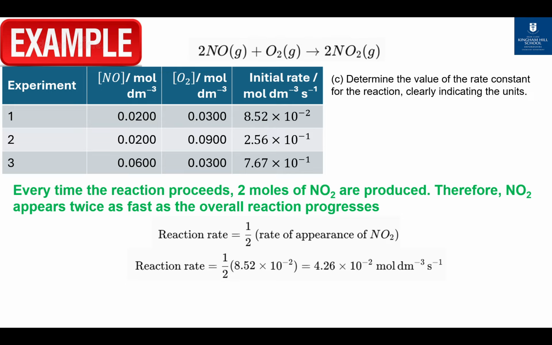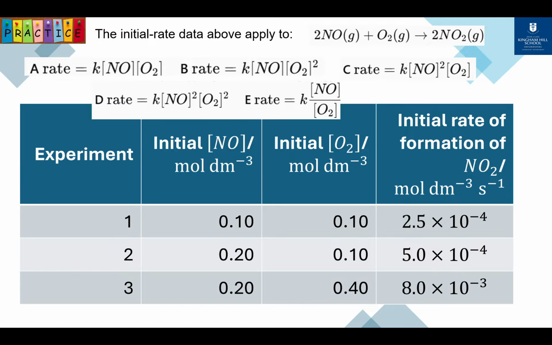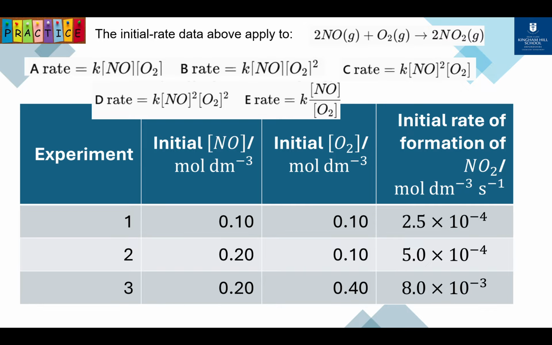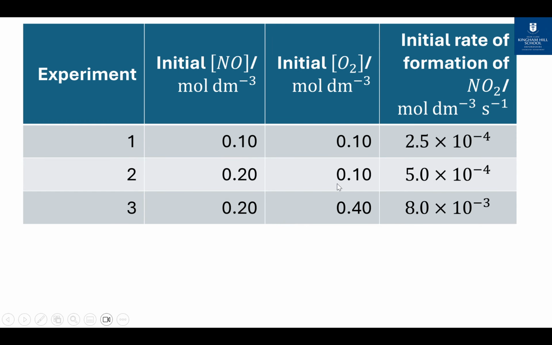If we move on to another example, this is an example with MCQs. You can read through the question, pause the video, and select your answer choice. We have A, B, C, D, E. Think about it, do your work, pause this video and try to find the answer. The initial rate data in the table is for the reaction we have seen earlier, NO2 plus O2 to NO. Now what is the experimental rate law for the reaction?